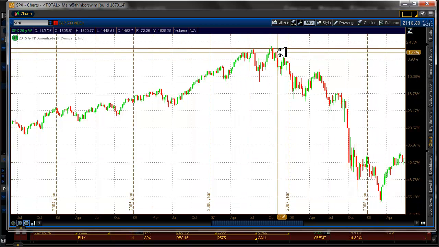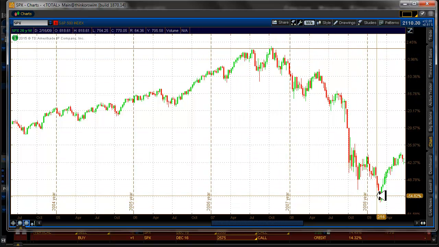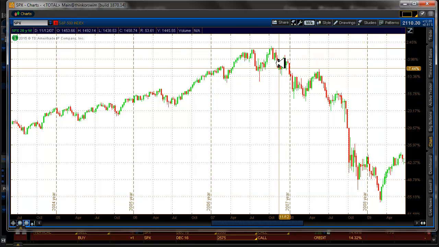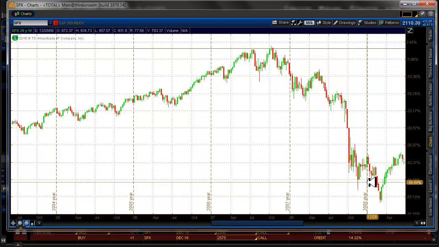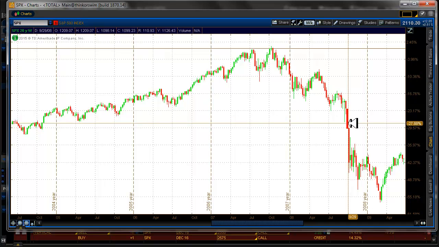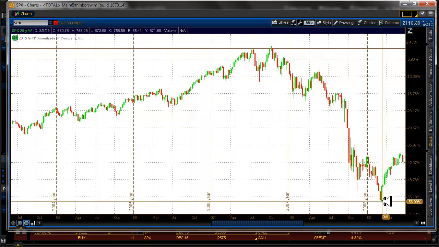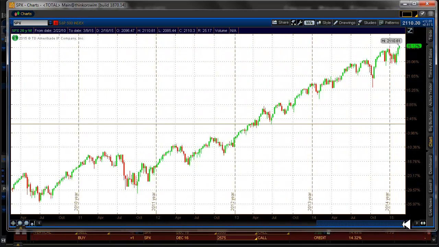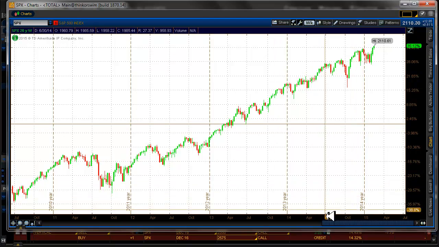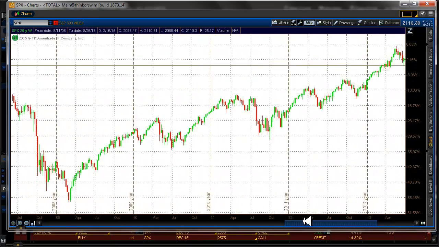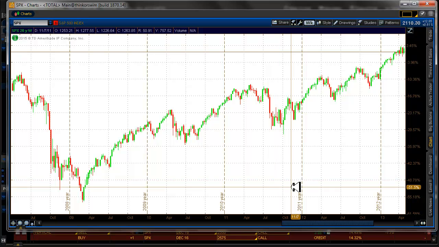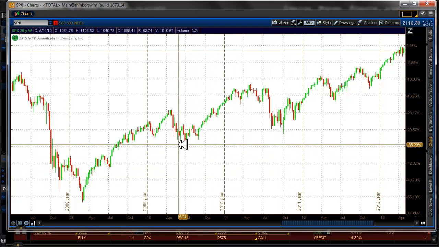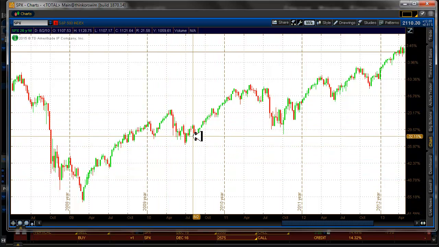So here we have another crash. I don't know what the crash of '29 was, but here's another crash on SPX, the cash index, of greater than 50%. So now we have kind of an idea of what a crash is, but a correction is a whole other story. They say that those are 20%. All right, so here's a little correction here.